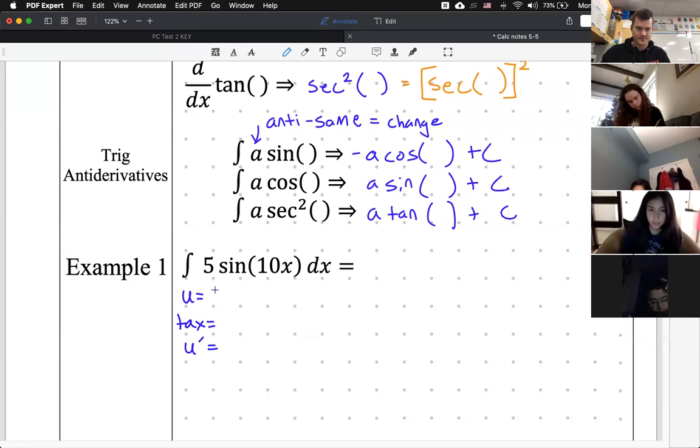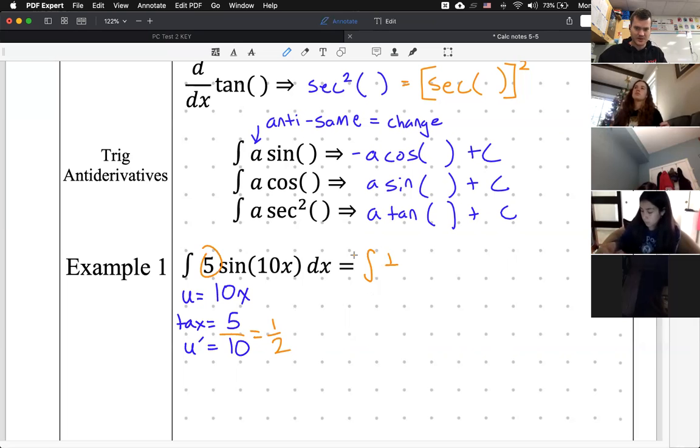U is 5 sine. U, not quite. Oh, 10x. There you go. 10x. Keep going. And taxman is 5 sine. And then U prime is 10. Perfect. Thank you. And then Chris, what are we going to pay taxman? Half. Half, exactly. So 5 over 10 reduces to 1/2.